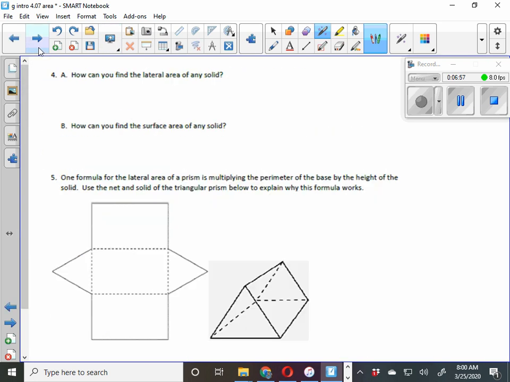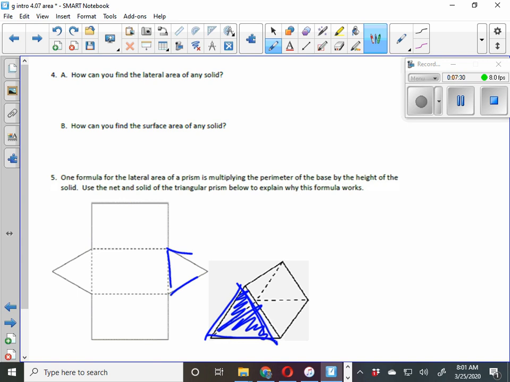All right. So now, you guys, I'm not going to spend a lot of time on this particular problem except just to describe what we have here. You have a triangular prism. Okay, notice that it's got 2 bases here, right? 2 bases. You have the perimeter of the base. Now, you guys, the base is the triangle.